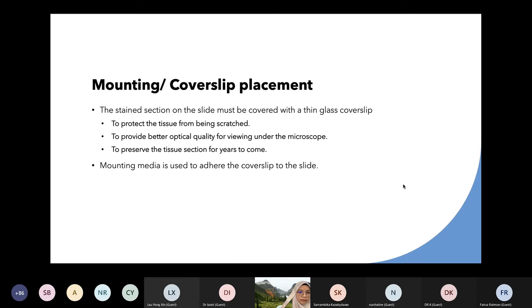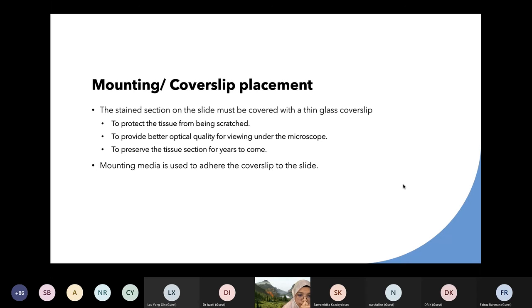Okay, now we have come to the last step in paraffin embedded techniques, which is mounting or cover slip placement. After the tissue section has been stained, the slide is not yet ready. It has to be covered with a thin glass cover slip, mainly to protect the tissue from being scratched and to provide better optical quality when we view the slides under the microscope. And the most important part is we want to preserve the tissue section, the slides, for years to come.